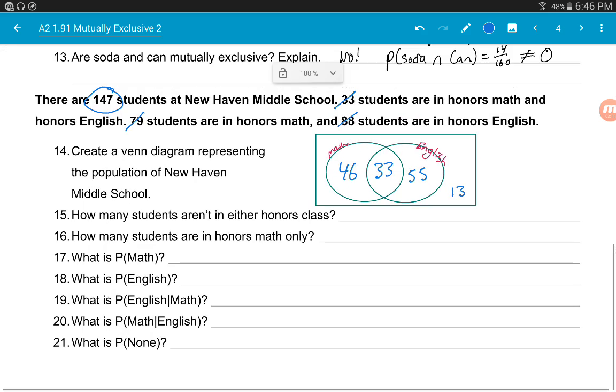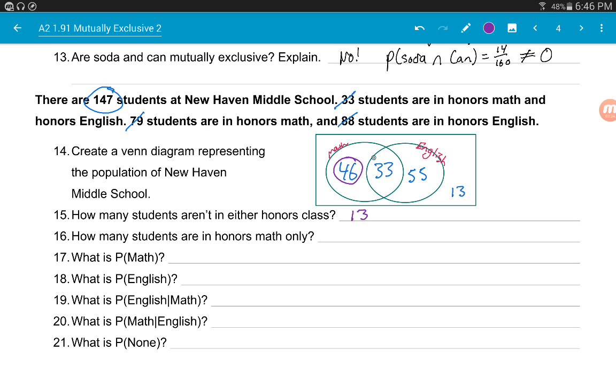Now let's answer a few questions based on these. How many students aren't in either honors class? That's the 13 on the outside. How many students are in Honors Math only? So Math only is going to be here, not these guys, because they're not only in Honors Math. So it's going to be 46.